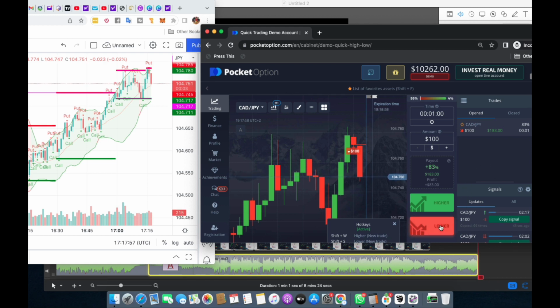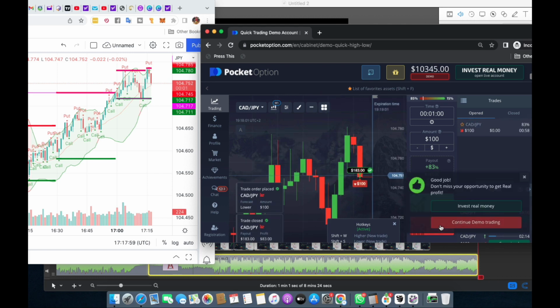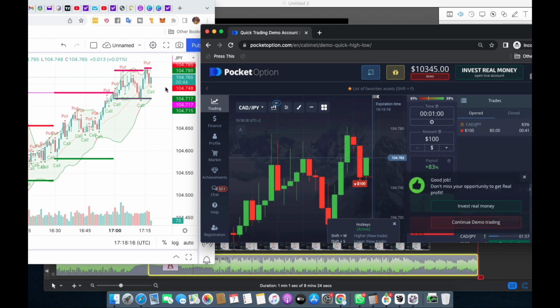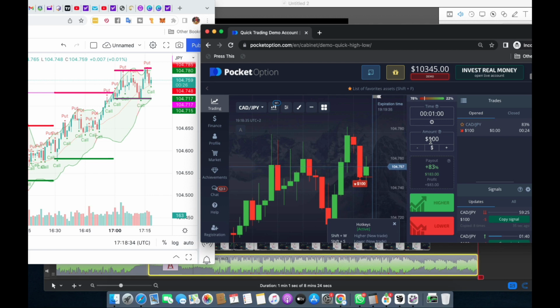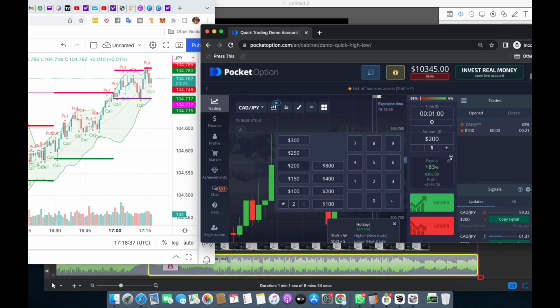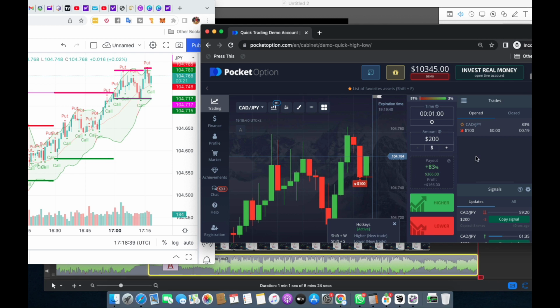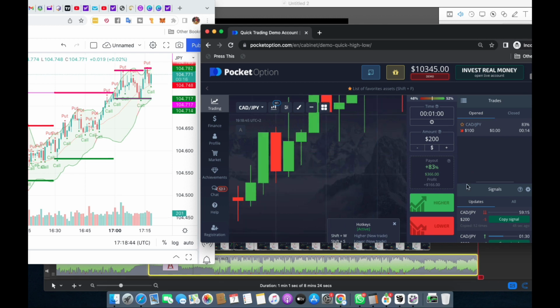It might bounce off the middle Bollinger band, but let's not overthink things and just do it. So it did after all, it bounced off the middle Bollinger band. Never mind. So like over here it says, don't miss your opportunity to get real profit. Well, if you find that you're comfortable, you are welcome to start. But if you still want to test and experience some new situations, then go ahead, there's no real rush for you. Obviously, we're in it to make money, right? But you need to test until you're sure what you're doing.